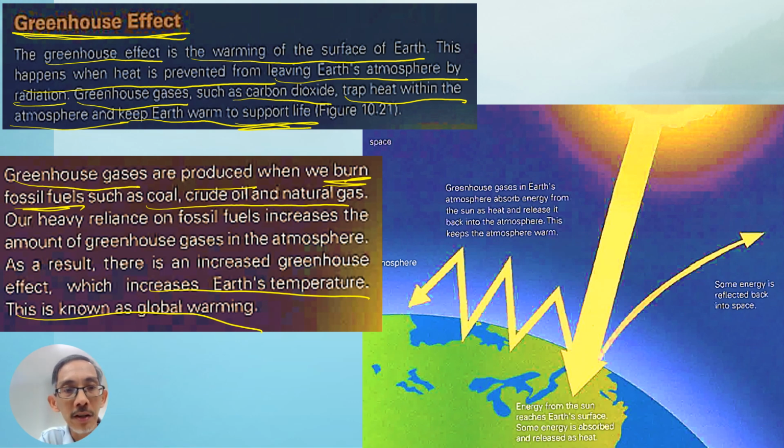So the greenhouse gases are actually trapping more of the radiation from the sun. All right, so we really have to be careful.